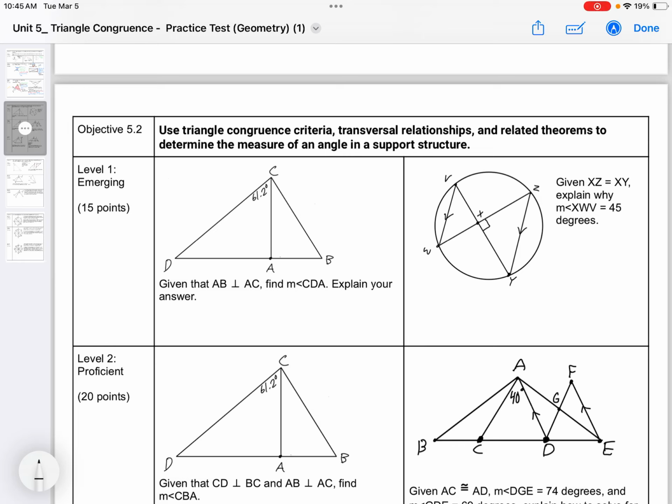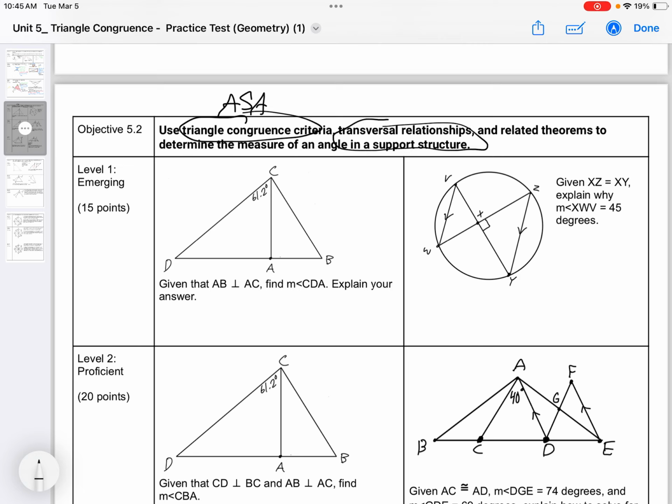All right, here we are on objective 5.2, the practice test. Use triangle congruence criteria. So this is like ASA, etc. Triangle congruence criteria, transversal relationships, and related theorems to determine the measure of an angle in a support structure. So again, this is like ASA, AAS, etc.